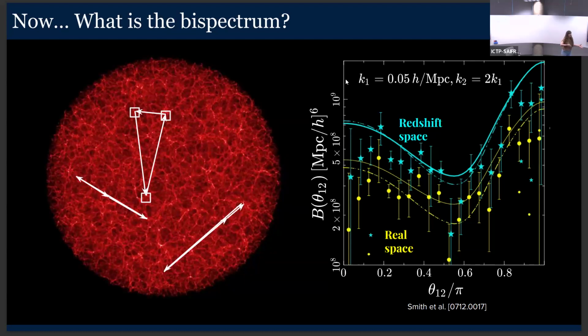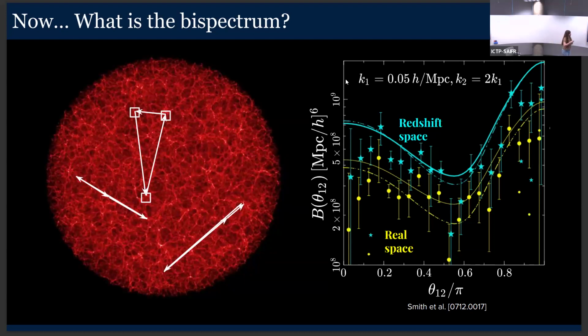So if you know how your structures are collapsing from your general relativity, from your theory, you can compute what is the prediction for the bispectrum, and then you can compare with the theory and see if you're understanding things properly. Right, so this is the basic idea behind the bispectrum.